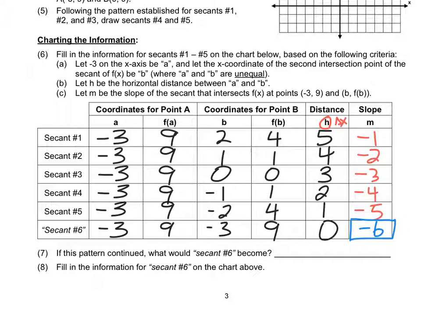All right, so the follow-up question, and this is where the startling realization will happen. It says, if the pattern continued, what would secant 6 become? Well, we know numerically what it would become, but what physically would it be? The secant line becomes a... Oh, what? Well, they're all straight lines. Okay, well, now we're using terms, so that's good.